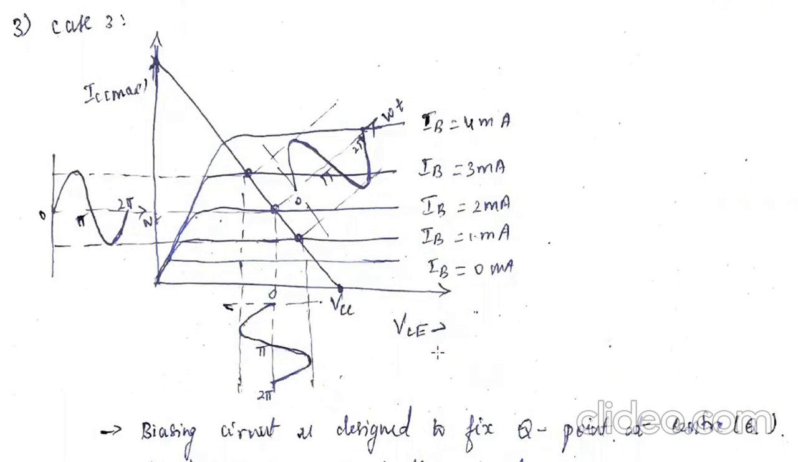So from the three cases, it is clear that we must properly select the operating point of a transistor by applying a proper biasing circuit to the transistor. This biasing circuit will be designed so that it chooses the Q point at the center of the active region of the transistor, in order to avoid distortion in the output signal.